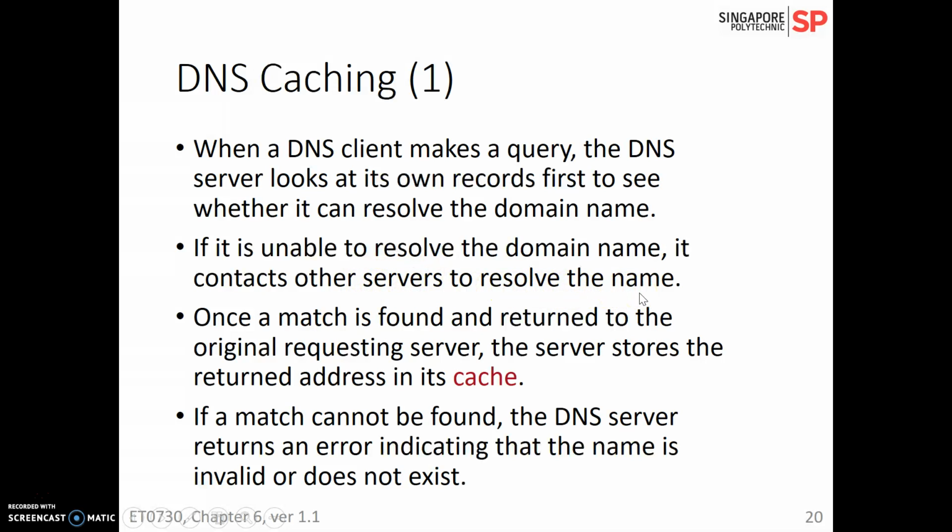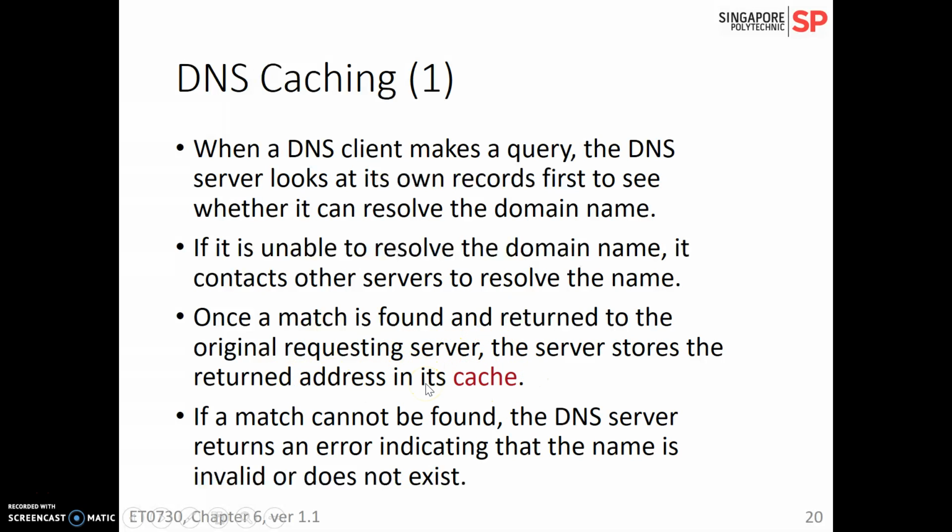So it will go through the earlier process, contact .com followed by facebook.com, and then facebook.com will return the IP address of www.facebook.com. Once the match is found, it will return the answer to your query back to you. And the server will actually store the address in its cache.